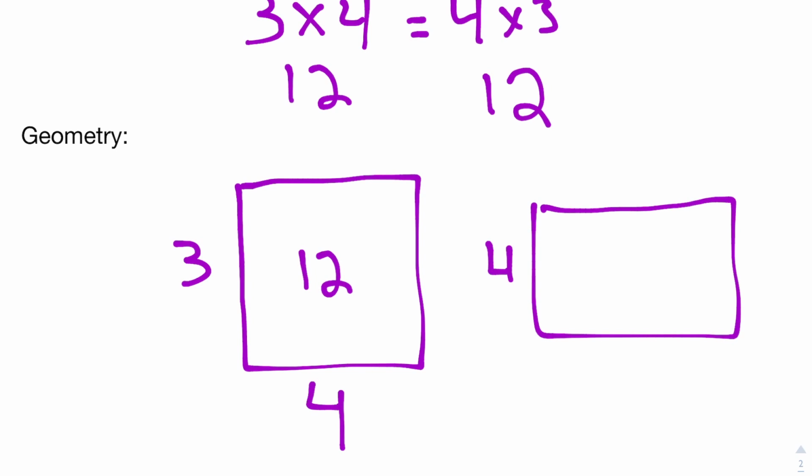Now what happens if I switched my two sides around? Made this 4 and made this 3. We're still going to get 12. So we're going to go ahead and practice a few of these type problems also.